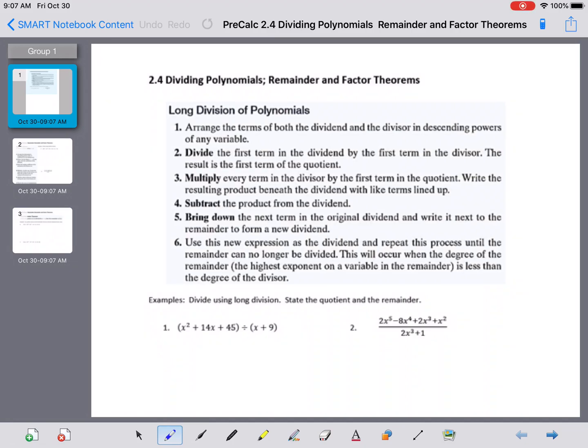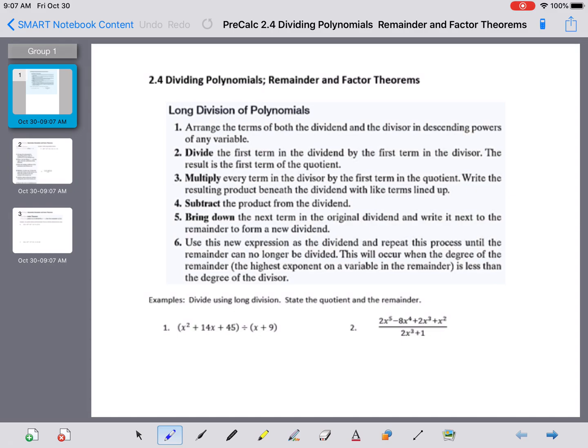2.4, dividing polynomials, remainder, and factor theorems. I'm going to be honest, guys, when I pull up these notes and I see it's 3 pages, I might get slightly more excited than you do when you notice that it's only 3 pages. But let's plug and chug. Let's get through this thing and we'll learn some more, right?